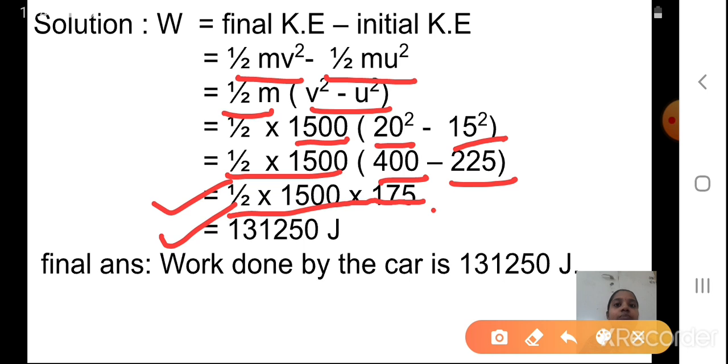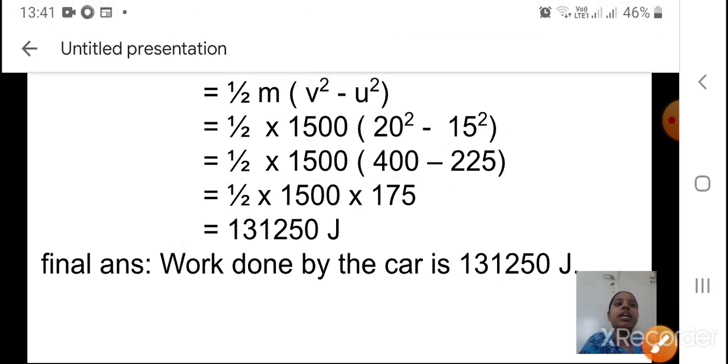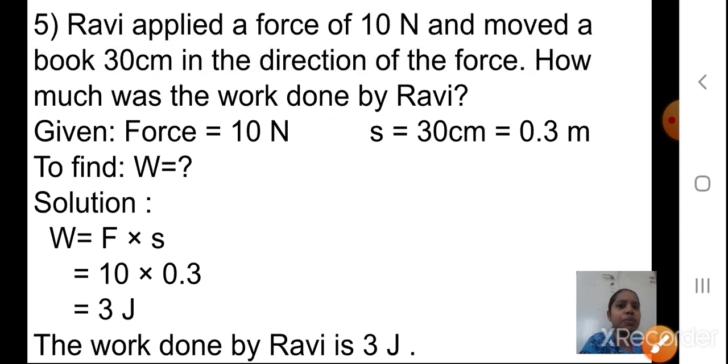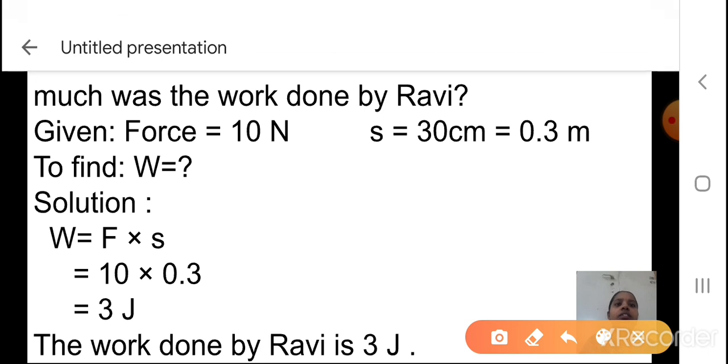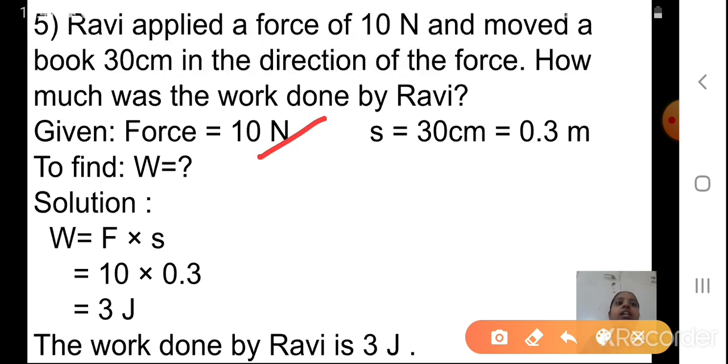Solve these sums on your own. It will be easy for you to understand. Now the last sum, a very simple sum. Ravi applied a force of 10 Newton, so our force here is given as 10 Newton, and moved the book 30 centimeter in the direction of the force. So 30 centimeter is our displacement S. Now it is given in centimeter, while Newton is SI system, so I have to convert centimeter into meter. So it becomes 0.3 meters.